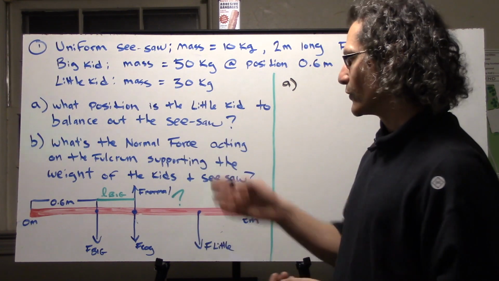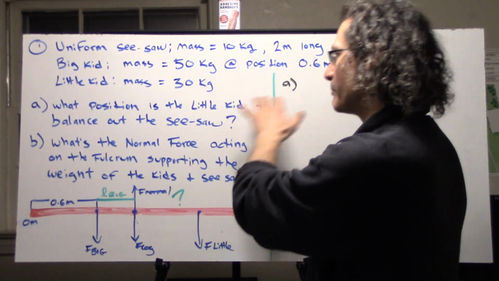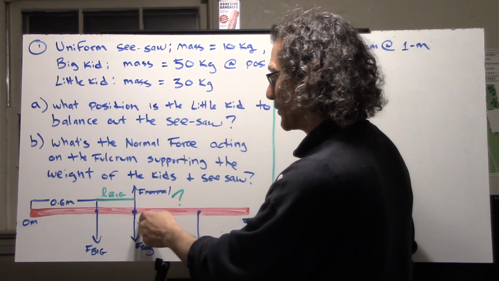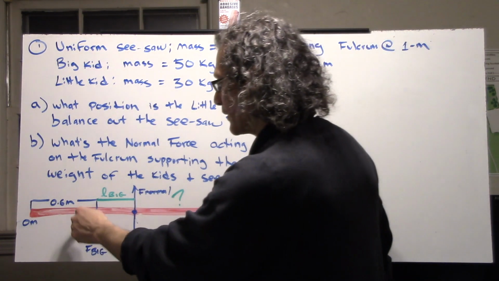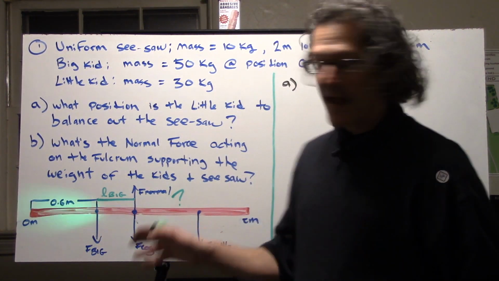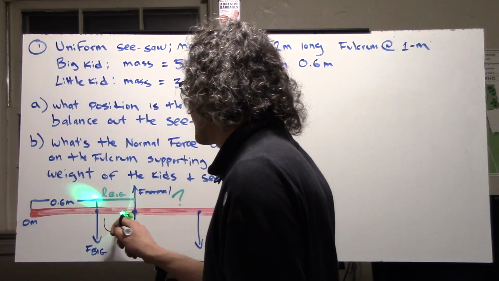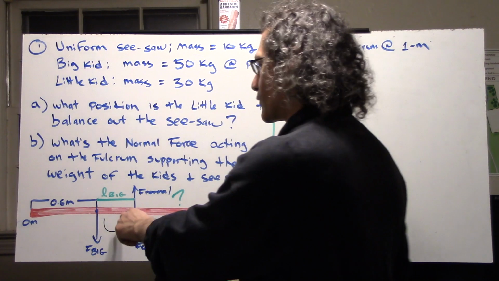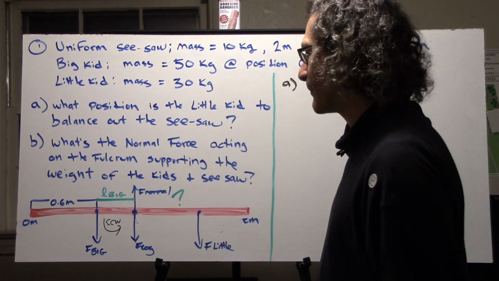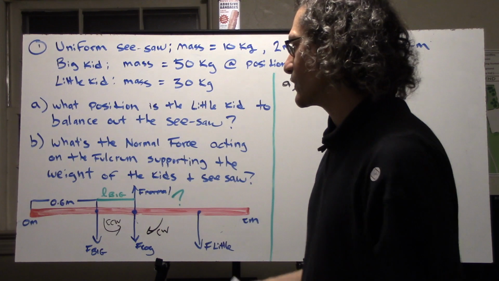The little kid's mass is 30 kilograms. We want to figure out a couple of things. What position should the little kid be at to balance out the seesaw? Where are we going to put this guy? Well, it's going to be to the right of the fulcrum because we need that balance. Right now, the big kid is producing a rotation around the axis, in the positive direction this way, creating a counterclockwise torque. Therefore, we need some balancing torque clockwise in order to equal the situation out.